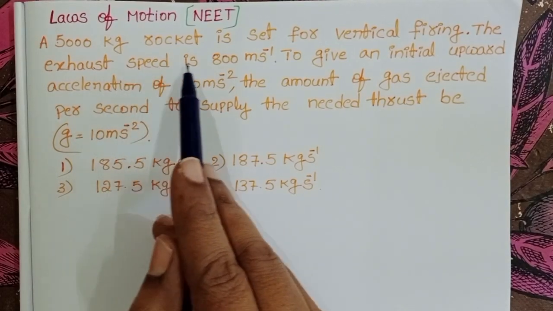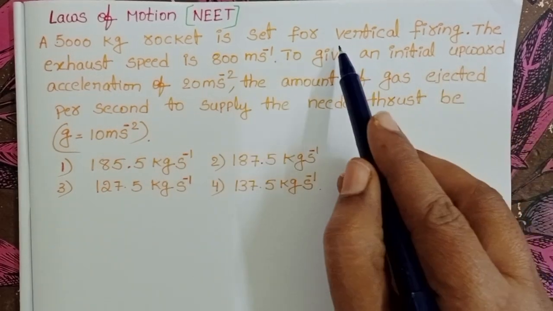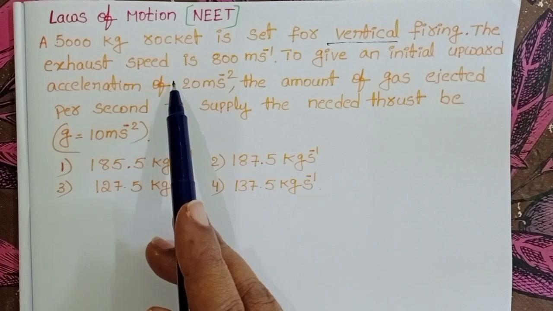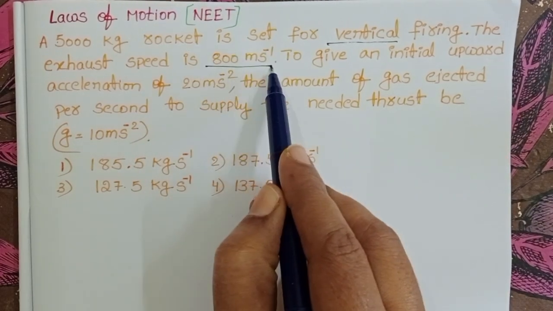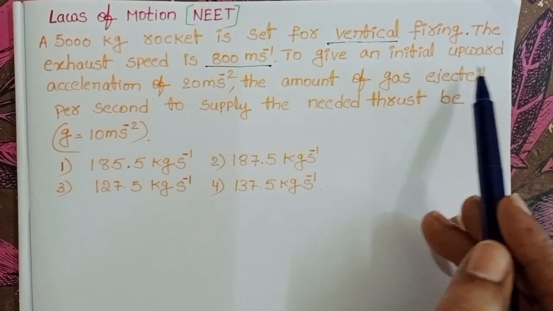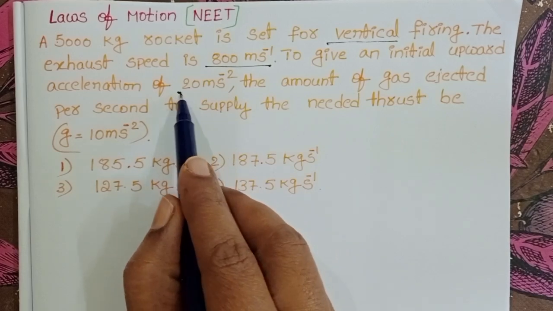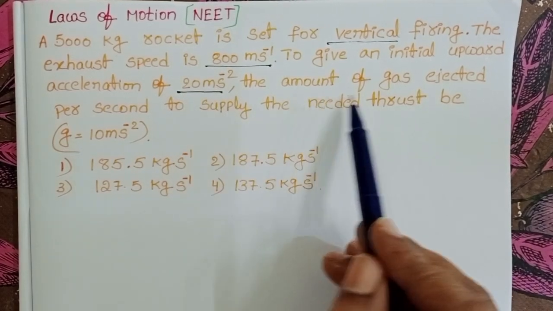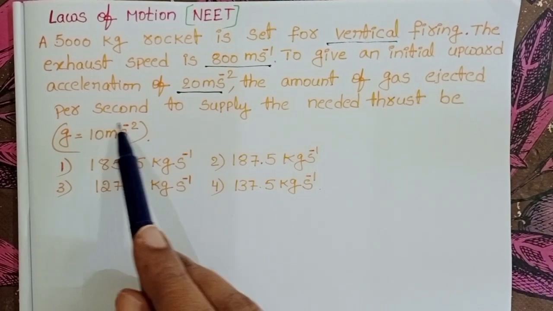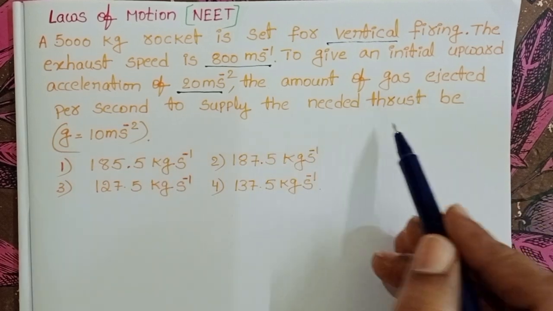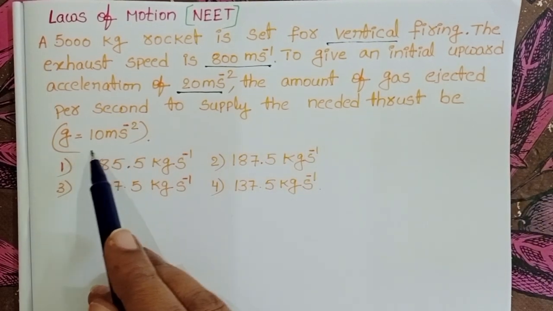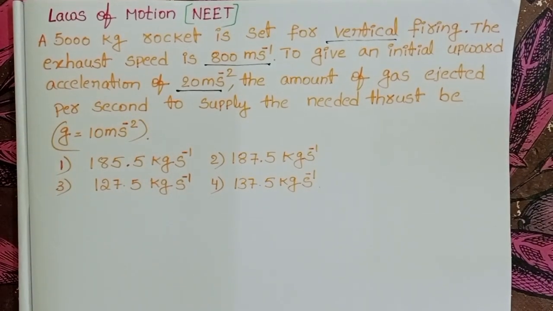A 5000 kg rocket is set for a vertical firing. The exhaust speed is 800 meter per second. To give an initial upward acceleration of 20 meter per second square, the amount of gas ejected per second to supply the needed thrust is (B). Given g value is 10 meter per second square.